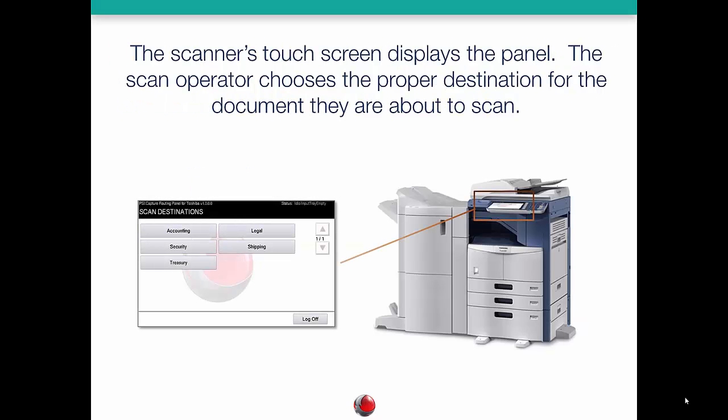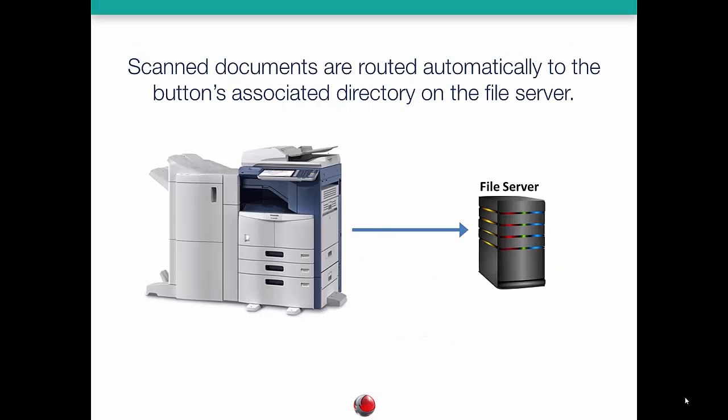The Toshiba scanner has a large color touchscreen. Among its many features, it has a web browser mode that allows the scanner to interact with web applications. After login, the panel displays the scan buttons that the operator can access. The operator chooses the destination simply by pressing the appropriate button. After selecting the destination, the operator scans the documents. The resulting images are transferred directly to the proper location on the file server.